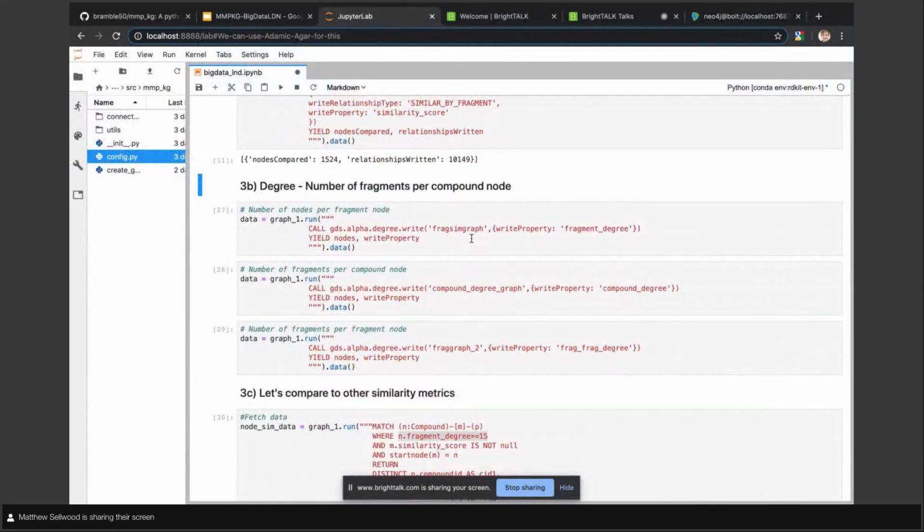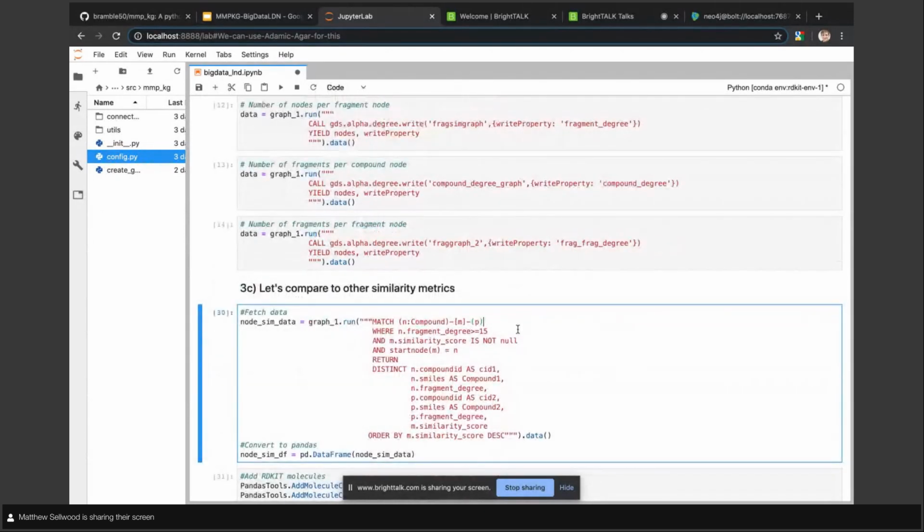In order to find out how many fragments are attached, we can use the degree algorithm. This simply tells us how many edges are attached to our node, and we can specify those edges. Here we're going to find out the number of nodes that are attached to a fragment node, the number of fragments that are attached to a compound node, and the number of fragments that are attached to a fragment node. And we've written these 3 all out to the graph as properties on the individual nodes.